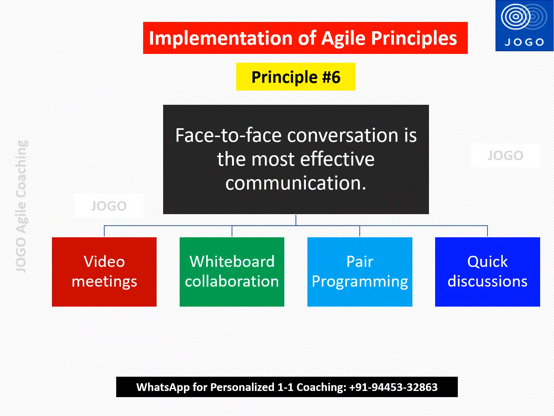Now let us understand how to implement agile principle number 6, that is face-to-face conversation is the most effective communication. We can plan video meetings, whatever meetings the team is having. If people are working remotely, it's good to have video meetings, and we can use the online whiteboard for collaboration so that all the people can contribute and share their ideas. The team can implement pair programming so that the knowledge will be shared and the communication and interaction will be improved. And whenever the team needs a discussion, call for a quick discussion with the required people so that the collaboration will be effective. By doing these four activities, we can implement the sixth agile principle.